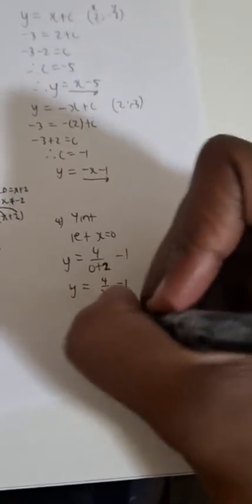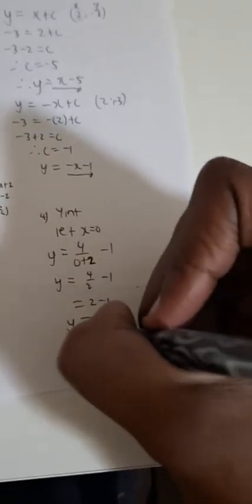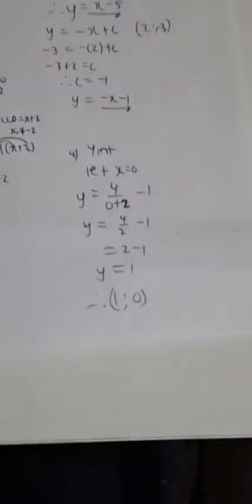So it's 2 minus 1, which is 1. So our y-intercept is 1 and 0. Do you see that?